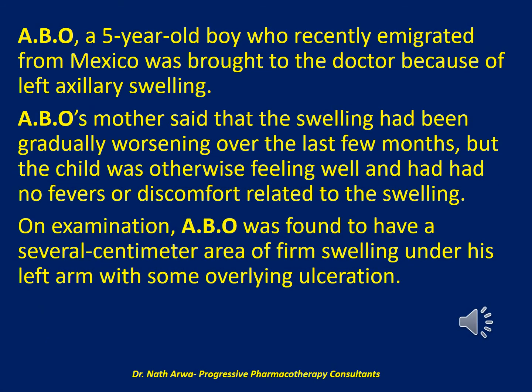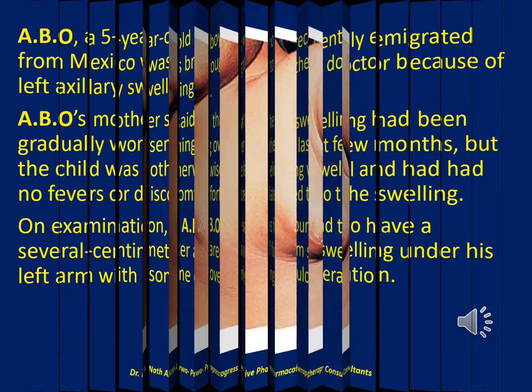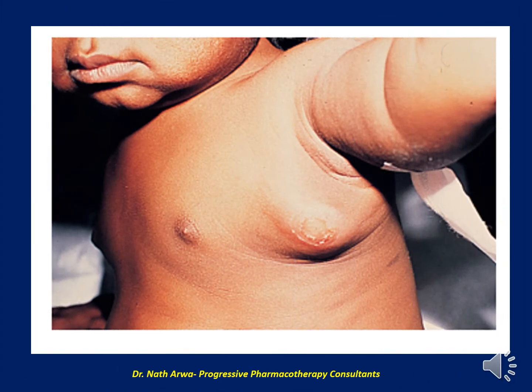And the next question reads, ABO, a 5-year-old boy who recently emigrated from Mexico was brought to the doctor because of left axillary swelling. ABO's mother said that the swelling had been gradually worsening over the last few months, but the child was otherwise feeling well and had had no fevers or discomfort related to the swelling. On examination, ABO was found to have a several centimeter area of firm swelling under his left arm with some overlying ulceration. Closely scrutinize the photo in this slide before answering the next question.